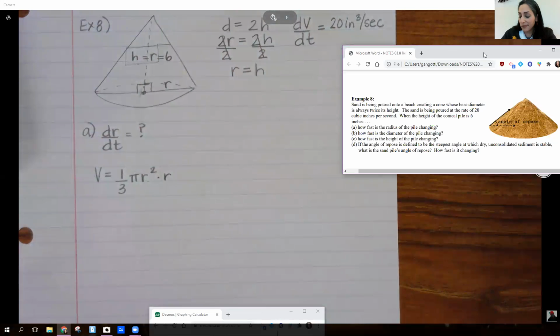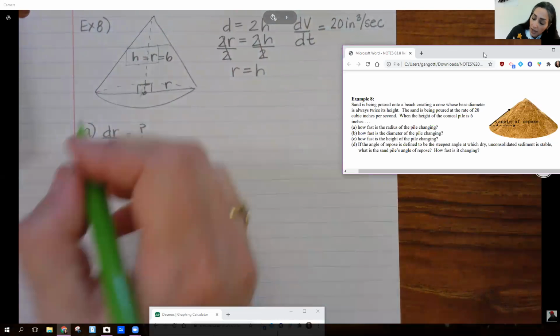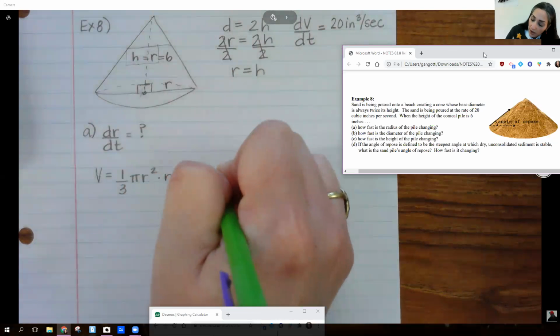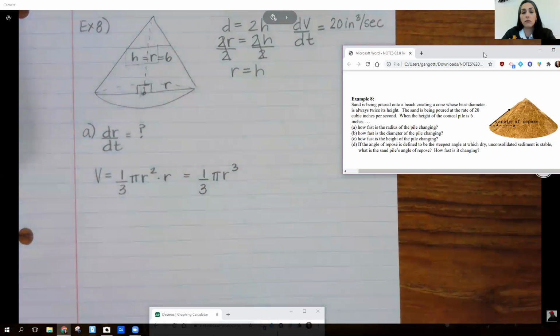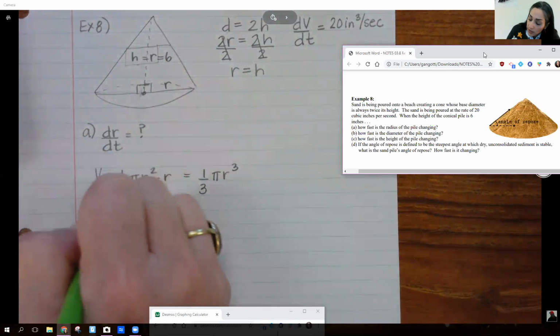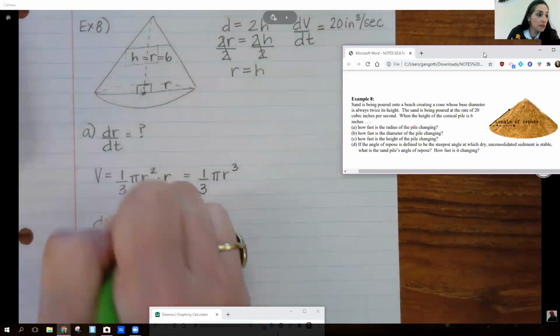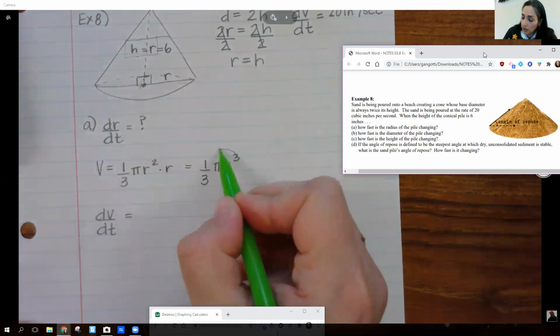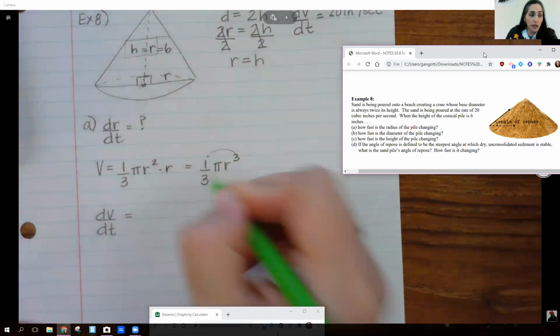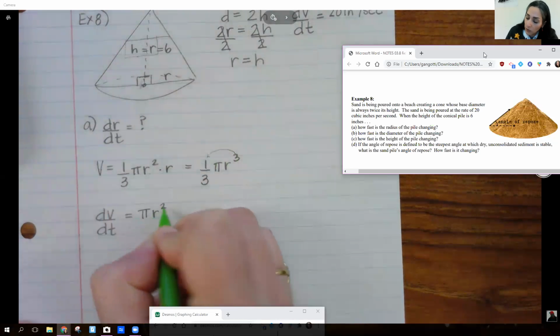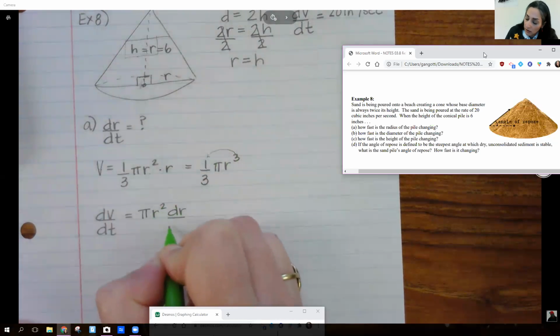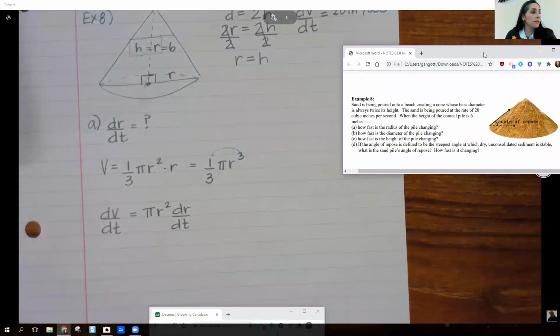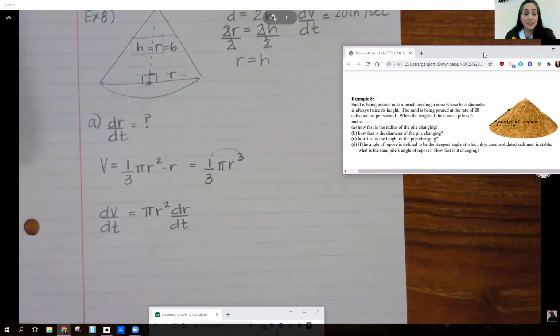So that means this is going to become 1/3 pi r cubed. Now take the derivative. Not quite as bad, we don't have to do the product rule. So dV/dt equals, take the derivative, bring the 3 out in front. That's going to cancel with this 3. So this will be pi r squared dr/dt. Remember to do your derivatives implicitly.